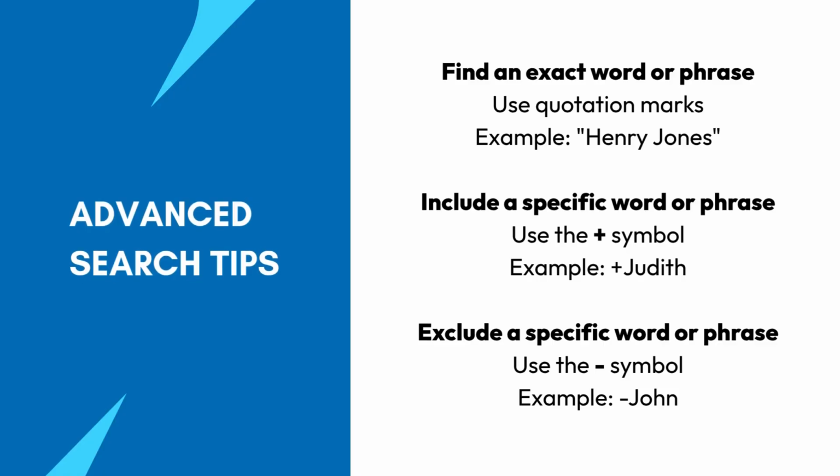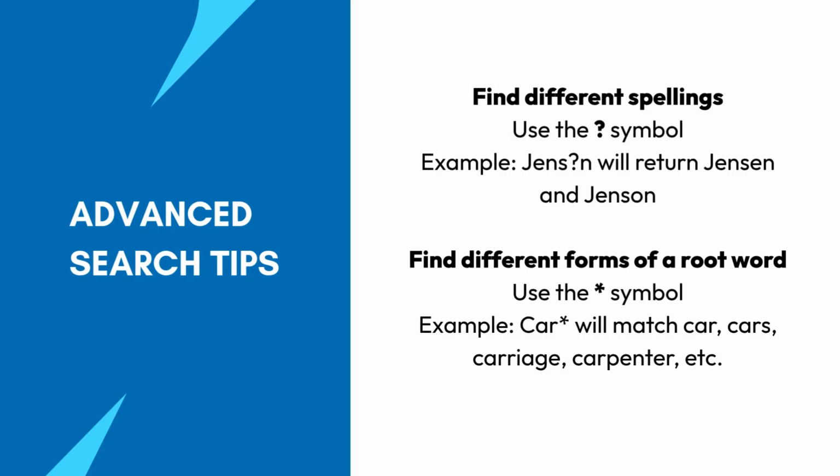If you're looking for an exact match, just put your word or phrase inside quotation marks. If you want to be sure a certain word shows up, add a plus sign in front of it. Need to leave something out? Use a minus sign to exclude it. Not sure about spelling? Drop in a question mark for the tricky letter. And if you'd like to see every version of a word, try an asterisk. For example, CAR asterisk will bring back results like car, cars, carriage, carpenter, and more.